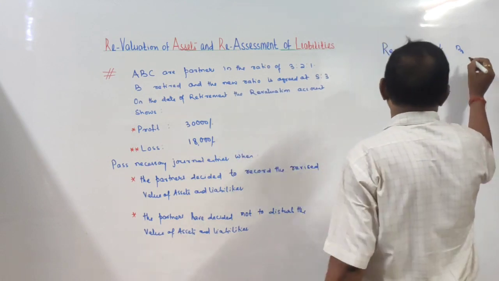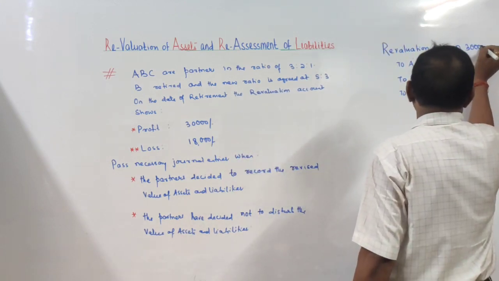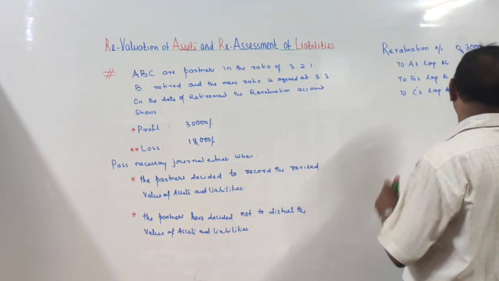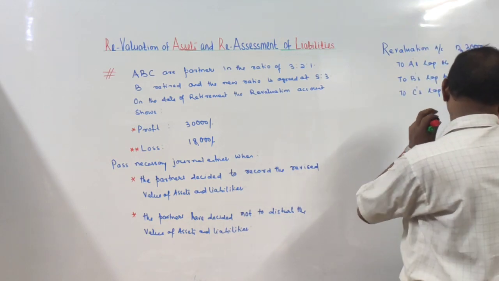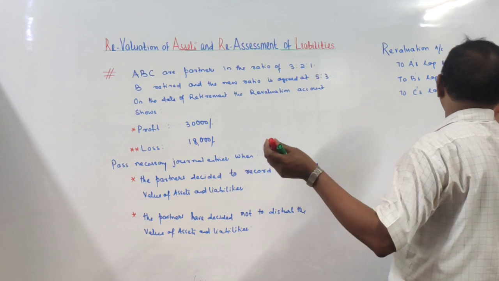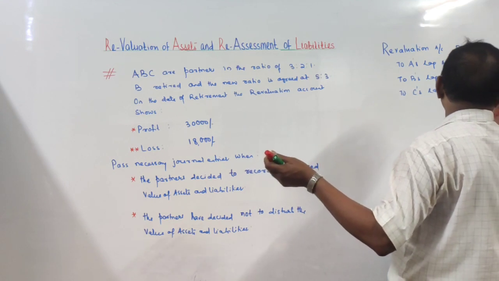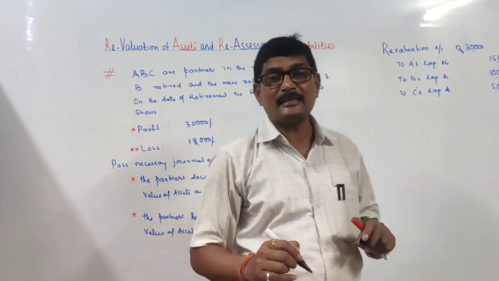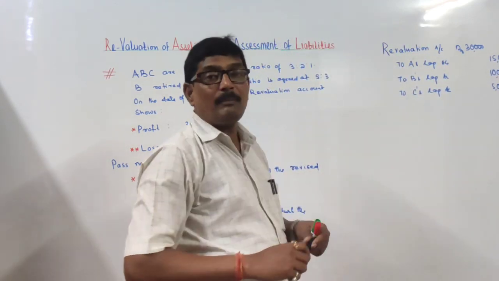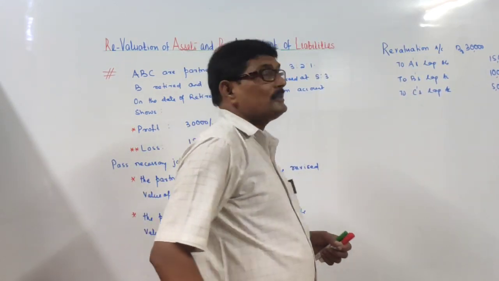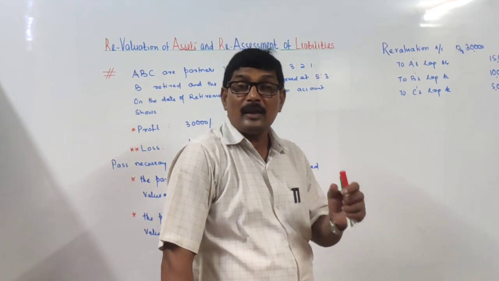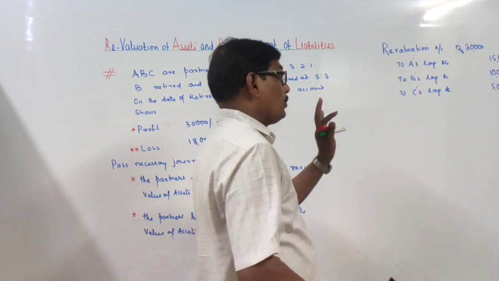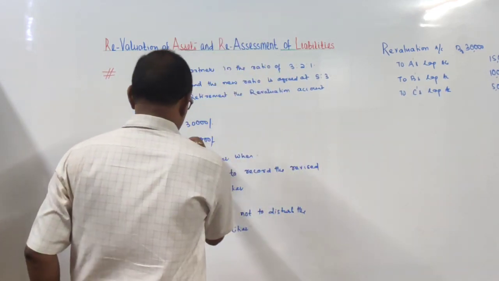This profit 30,000 in the ratio 3:2:1. So A will be credited with 15,000, B will be credited with 10,000, and C will be credited with 5,000. And if this be the case, in the new balance sheet of A and C, the values of assets and liabilities will be shown at the revised value or revalued figures. Right? When there is a profit.